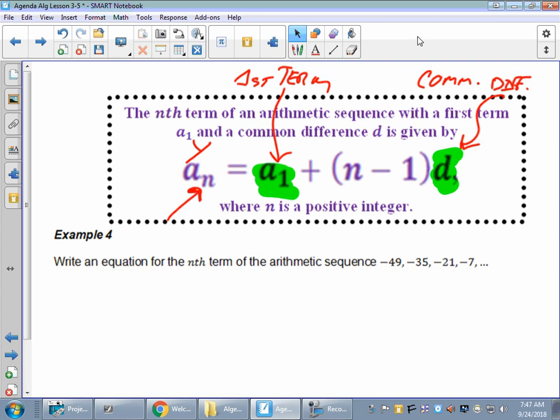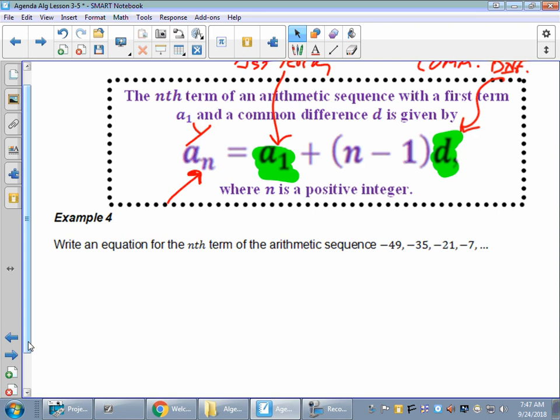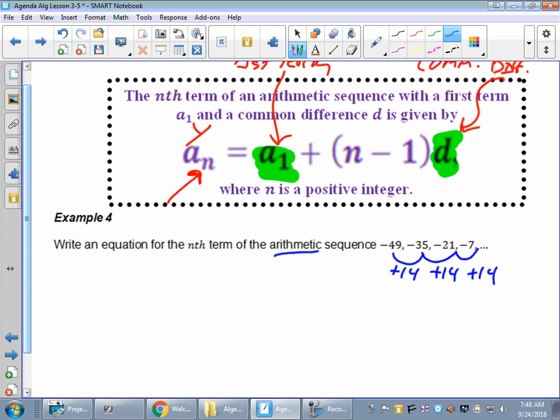So we're going to use this equation, and we're going to write an equation here for the nth term of the arithmetic sequence, where it's got negative 49, negative 35, negative 21, and negative 7. So let's first find the common difference, because that might be our biggest help. What is the common difference between this? We know it's an arithmetic sequence, so we know it's going to have a common difference. In this case, we add 14 to get to negative 35, and then negative 35 to negative 21 is another addition of 14. And so our common difference is going to be 14. So that's going to be our D value. So we already know our D value is going to be a positive 14.